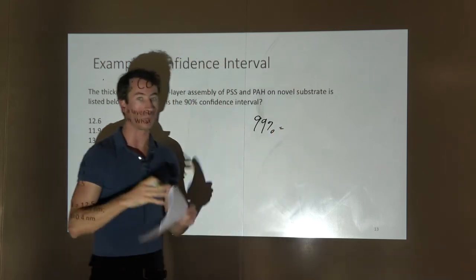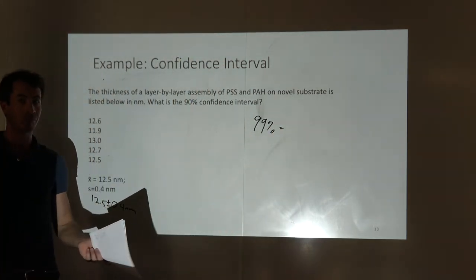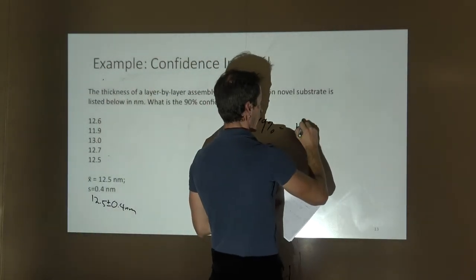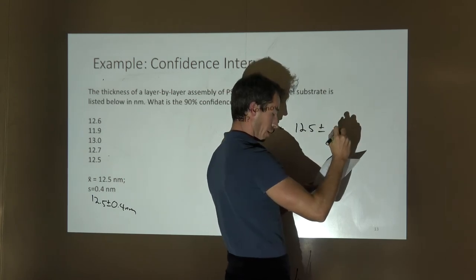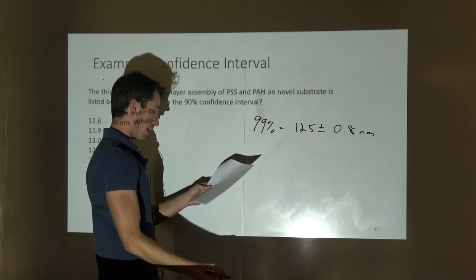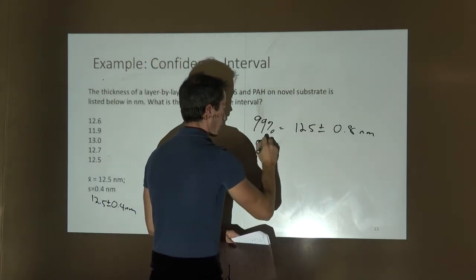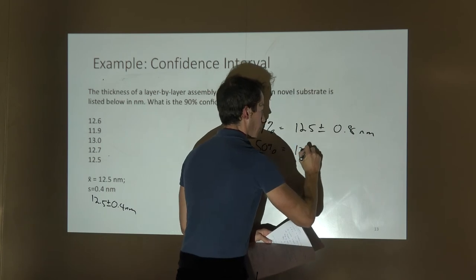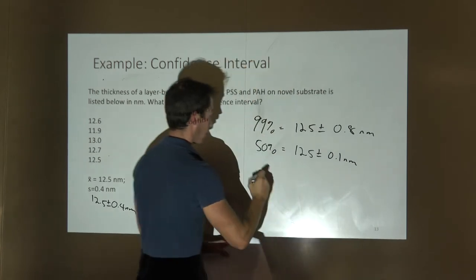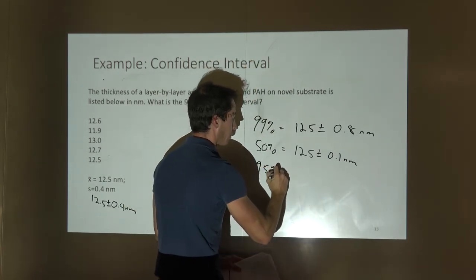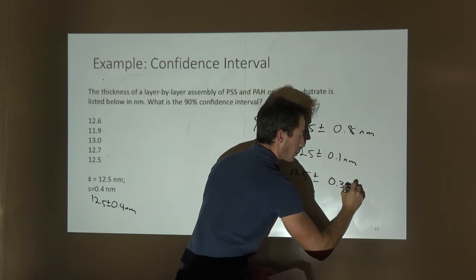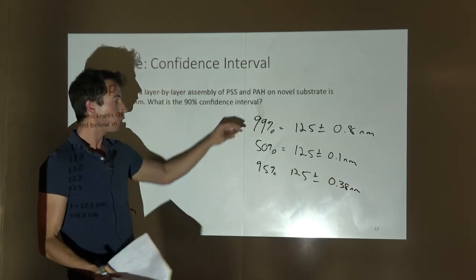what do you think? Is it going to be a smaller or bigger range? It's going to be a bigger range, right? So now it's 12.5 plus or minus 0.8 nanometers. And if we wanted to say at 50% confidence, 12.5 plus or minus 0.1 nanometers. And I said earlier that at 95% confidence, it's 12.5 plus or minus 0.38 nanometers. Okay, so hopefully this makes sense.